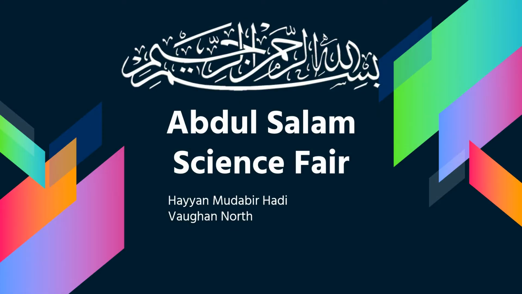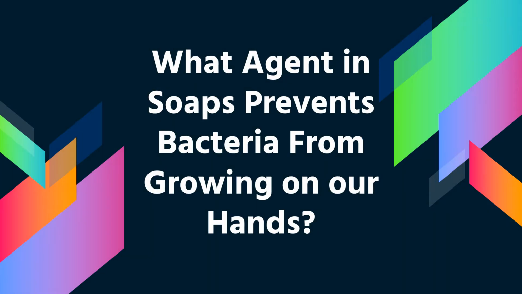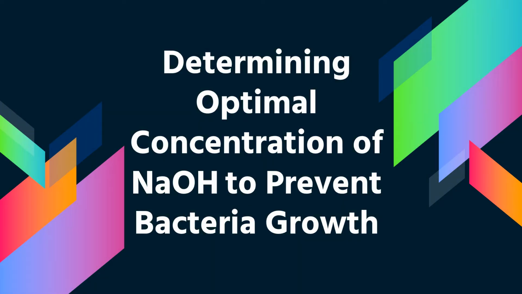My name is Hayyan Hadi and this is my Abdus Salam science fair project. What agent in soaps prevents bacteria from growing on our hands? Well, the agent is sodium hydroxide, and the concentration changes between 0 to 0.5 in most commercial soaps we use. I want to determine the optimal concentration of sodium hydroxide to prevent bacteria growth.